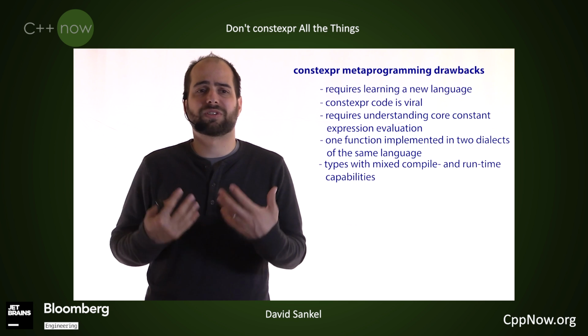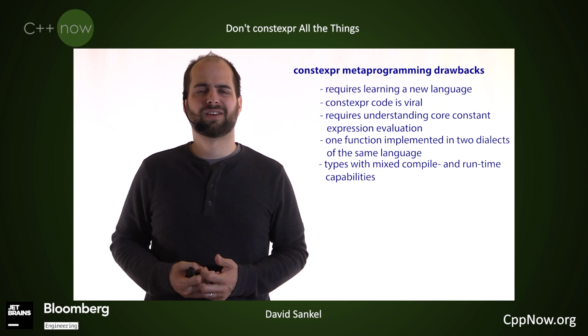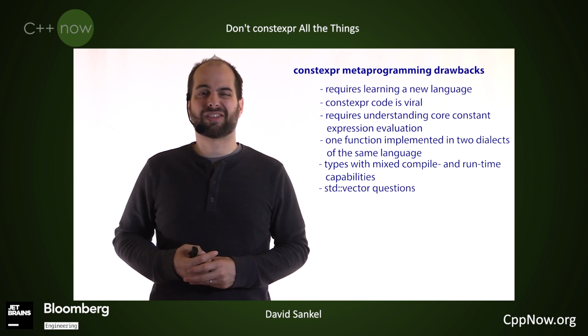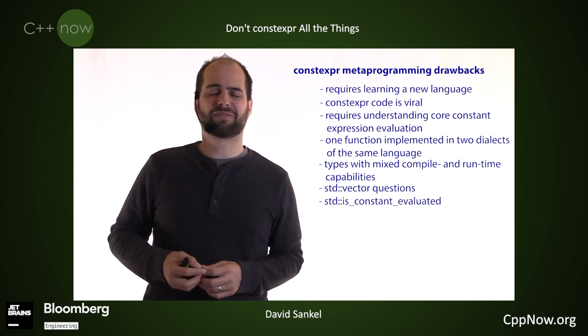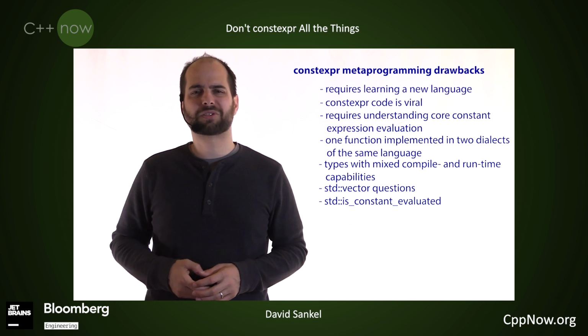There's also types with different runtime and compile time capabilities. That's really confusing. We don't know how to make std vector work as expected. And then the dependency on std is constantly evaluated for allocation and things like that. So here's my conclusion.